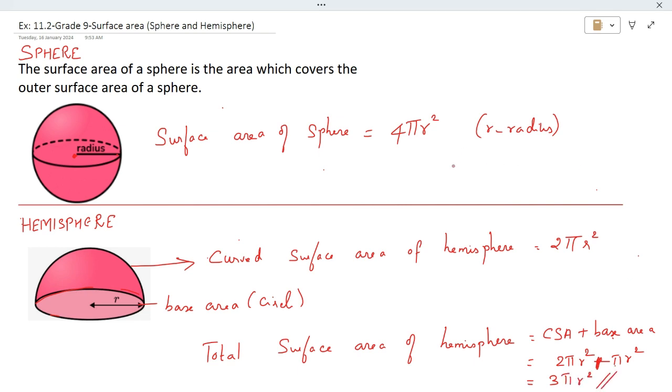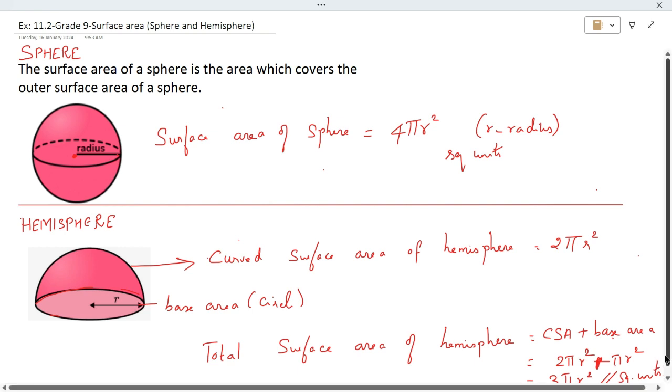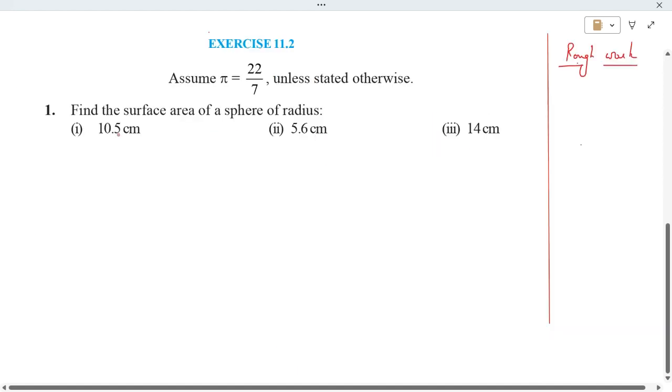So what is the unit? The unit is square units because it is area, right? So don't forget to write the units when we are solving sums. So with the formula knowledge, let us begin to solve sums from exercise 11.2.